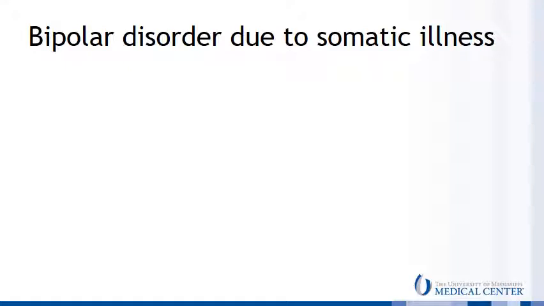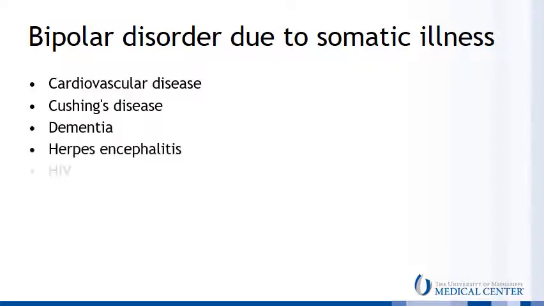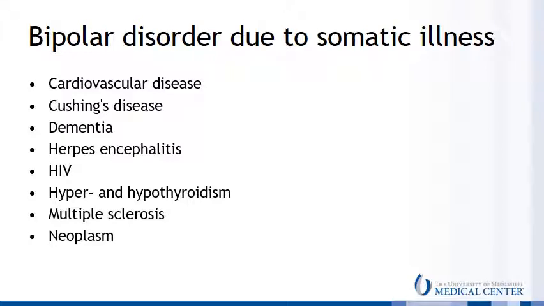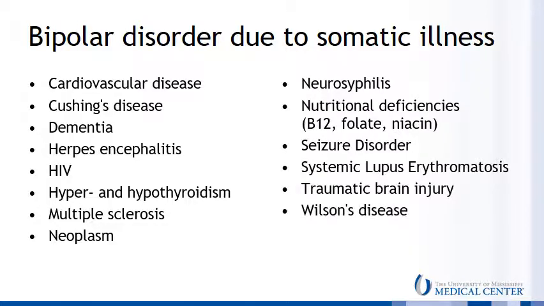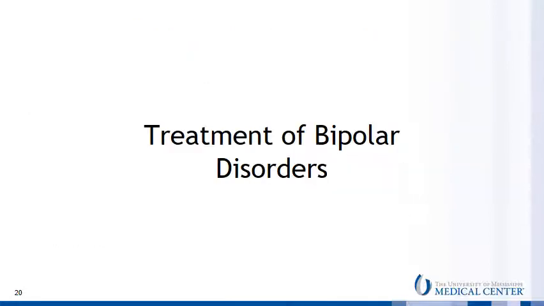A surprising number of somatic illnesses can result in bipolar symptomatology. Although some, like cardiovascular or Cushing's disease, are similar to those which can produce depressive symptomatology, a number of others, such as seizure disorders and Wilson's disease, can do so as well. It is somewhat less clear whether successful treatment of the underlying somatic condition produces long-term remission of bipolar disorders, as is the case with substance-induced bipolar disorders.